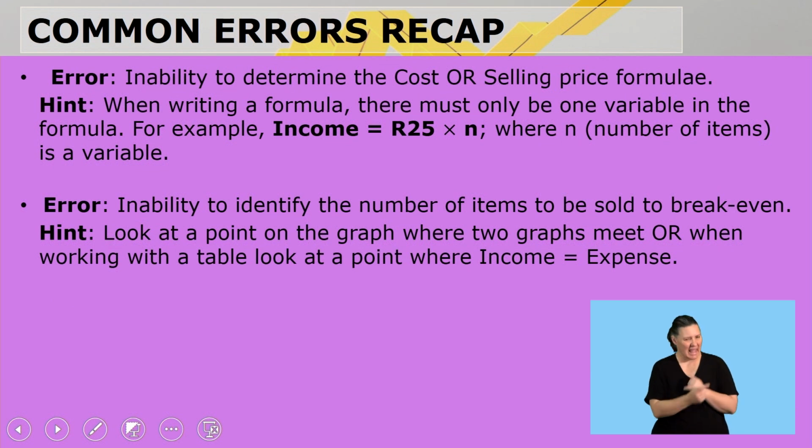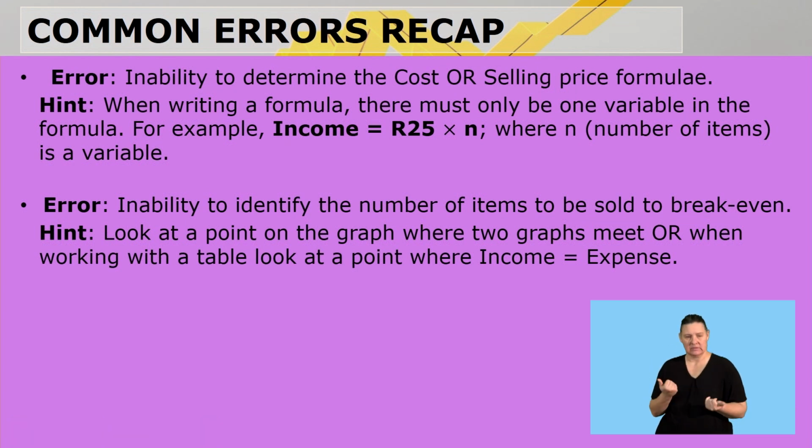Common errors that we make. Inability to determine the cost or selling price formula. Hint, how can I fix it? When writing a formula, there must only be one variable in the formula. For example, our income is 25 times n, where n is the number of items. Always use n. Remember, the moment you use another variable, you need to write that sentence that says where a is and so on.